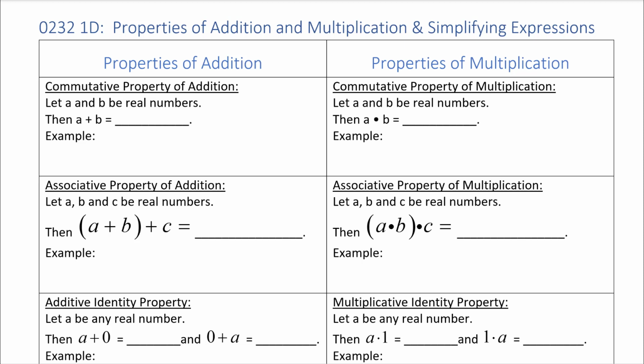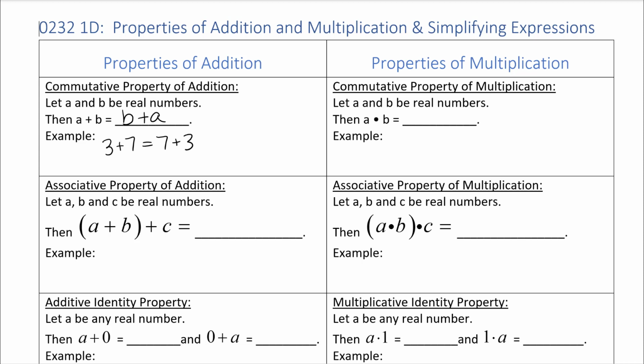So the commutative property of addition says let A and B be real numbers, so A and B can represent any number. Then if A plus B, we also know that B plus A is the same. So A plus B equals B plus A. For example, if you take 3 plus 7, which we know is 10, that's the same as taking 7 plus 3, which is also 10, right?